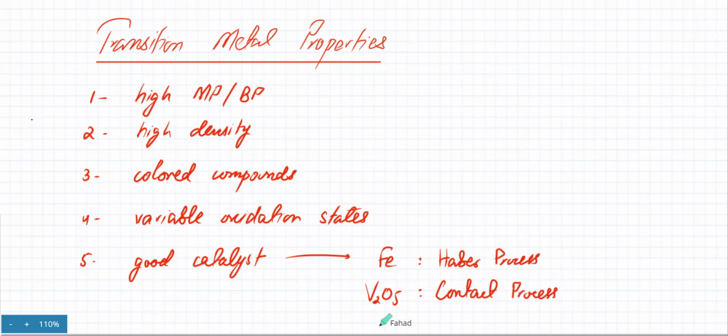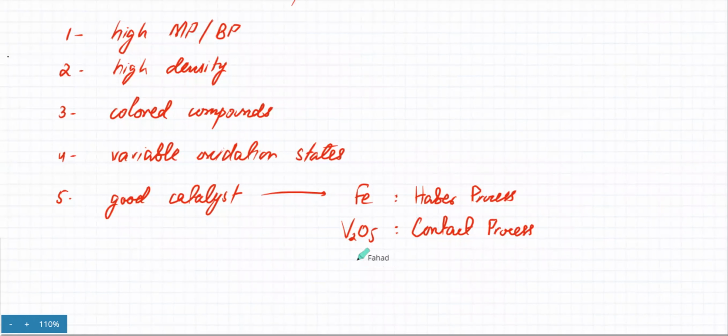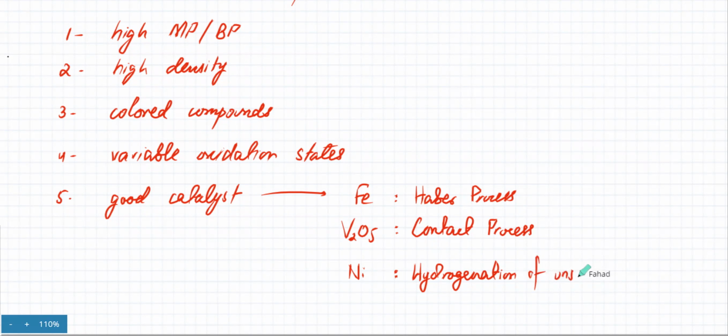Then you had another one, which is nickel. It was used in hydrogenation of alkenes or hydrogenation of unsaturated vegetable oils. So there were three common catalysts that you studied in O levels, even in AS as well.